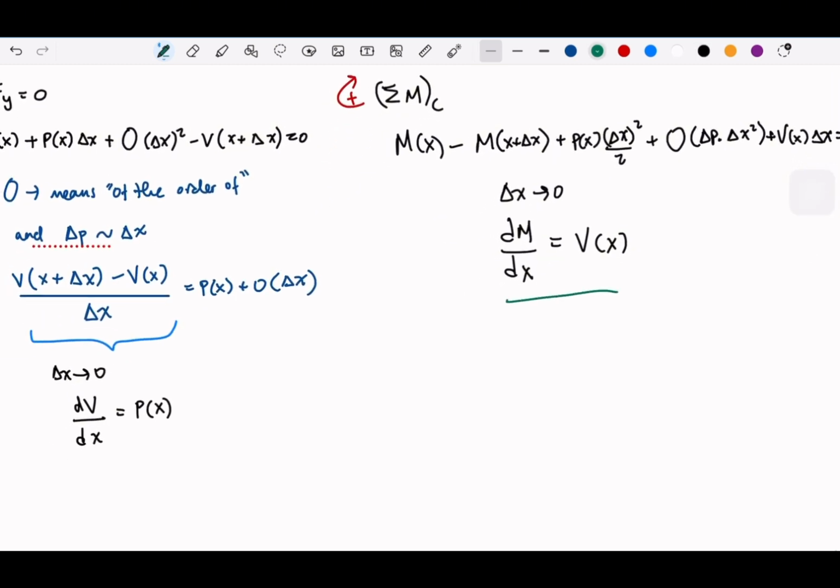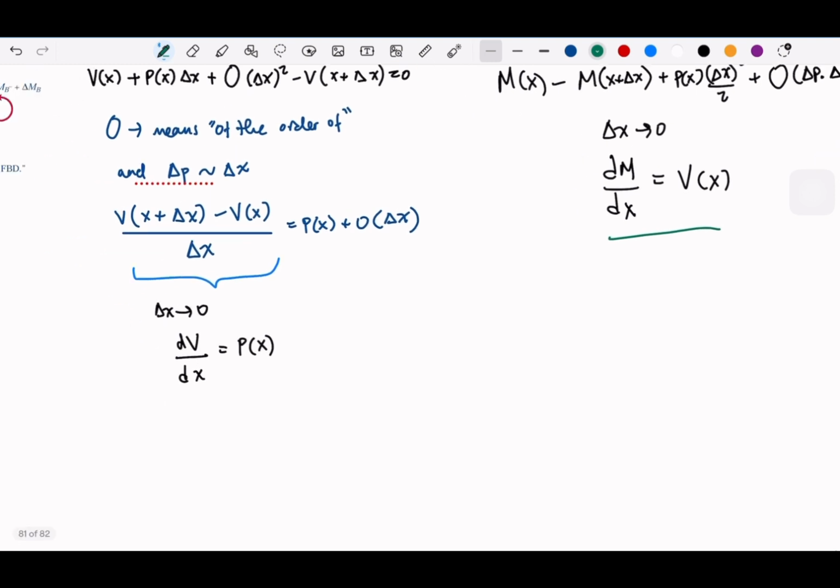So the derivative of the moment is the shear force, which I think we can conclude from our previous example: from the equation that we get from the loads, if we differentiate the shear force, we get the loads. If we differentiate the moment, we get the shear force.